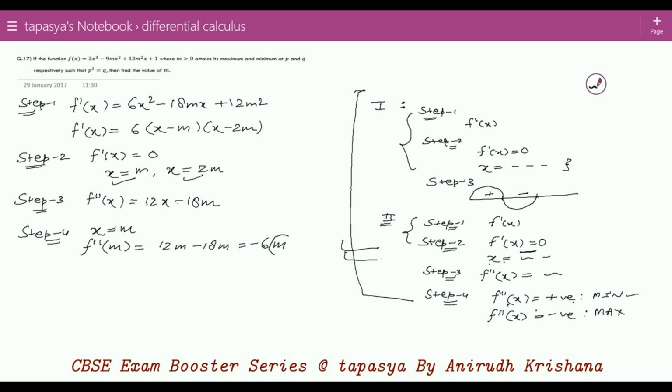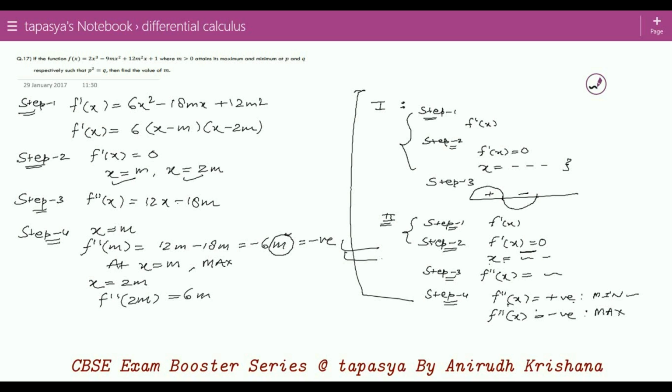And in the problem it is given that m is always a positive number, so if this positive number is multiplied with minus 6, then this results in a negative number. So at the point x equals m, there exists a point of maxima, so this results in maxima. And in the same manner, if you check the value of f double dash x at the point x equals 2m, then this results f double dash of 2m, which results in 6 of m.